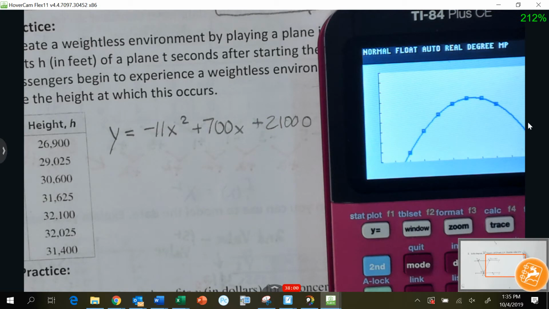I hit graph. What happened? Did you already do quadratic regression? Did you already do number 5 here? Did you do that yet? Oh, we have to do that first. Now go do y equals, vars.